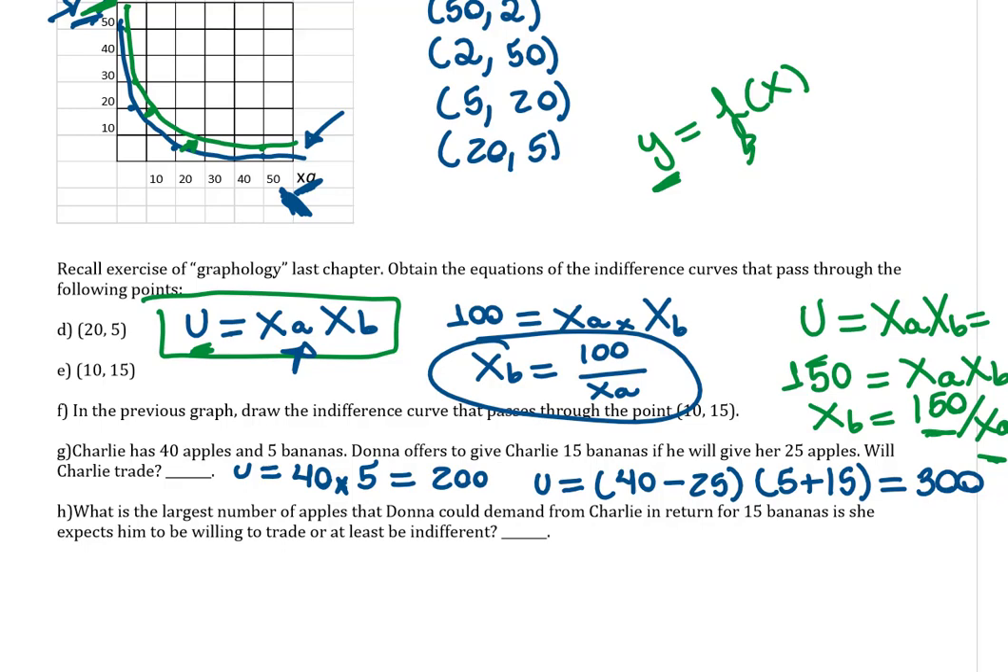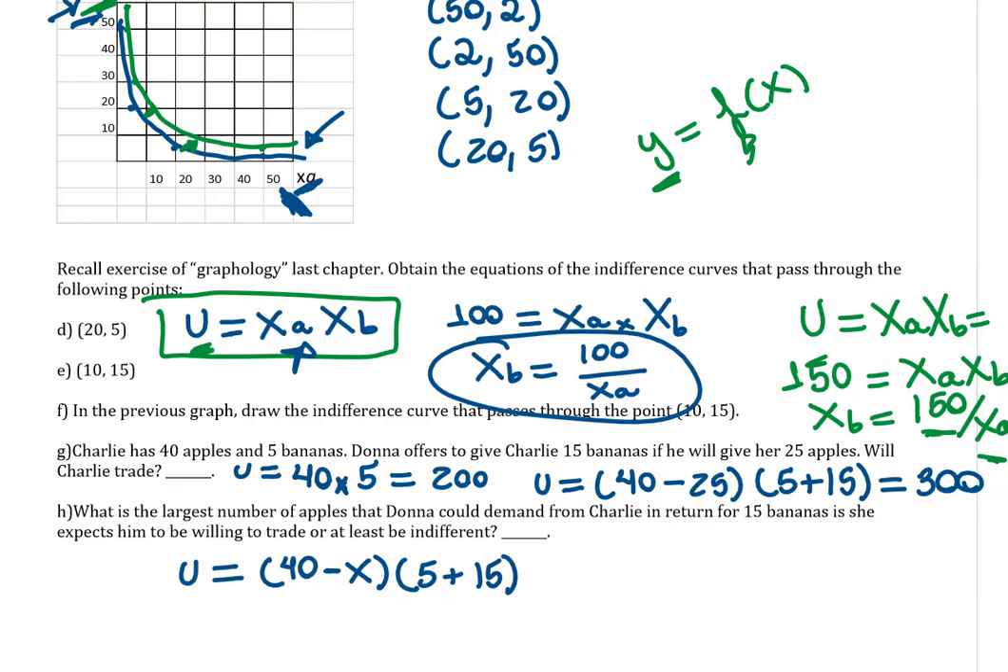Okay, question 8. What is the largest number of apples that Donna could demand from Charlie in return for 15 bananas? Okay, so let's see. U is going to be how many apples? Well, he starts with 40, but he's going to give a number of apples that I don't know, so he's going to end up with 40 minus x apples. This x is what I'm trying to figure out. It is the number of apples that he is going to give when he trades. And how many bananas? Well, he's going to get 15 bananas. So he starts with 5 plus 15.